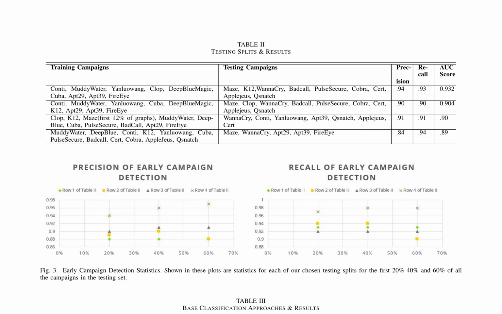This approach is evaluated using various testing splits, with the results demonstrating high precision, recall, and AUC scores ranging from 0.84 to 0.94. Figure 3 highlights the performance of the approach in early campaign detection, showcasing its capabilities in detecting the first 20%, 40%, and 60% of campaigns in the testing set. In comparison, base classification methods such as adjusted GCN, VGAE, and GIN exhibit inferior performance, with scores ranging from 0.385 to 0.55.